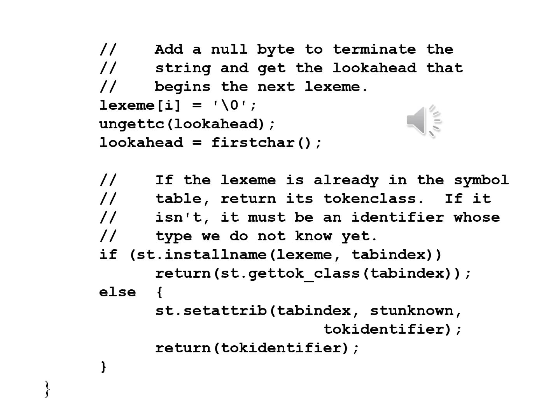We now will call the method installName part of the symbol table, and if our character is already there, we will return the token class associated with it. If it is not actually there already, we will have installed it. We will set its attributes so that its semantic type is unknown, but its token is identifier, and that's what we will return.